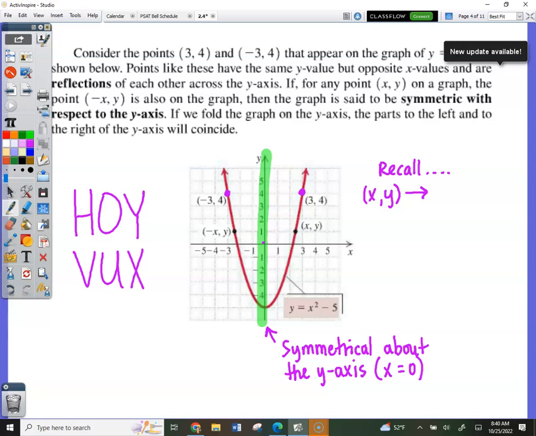Recall from geometry, if it's reflecting over the y-axis, what is changing? Just the sign of the x coordinate, right? So this would be negative x, comma y is the rule that you should recall from geometry. And remember, just like I put on the last slide, the negative does not mean make it negative. It means opposite sign.